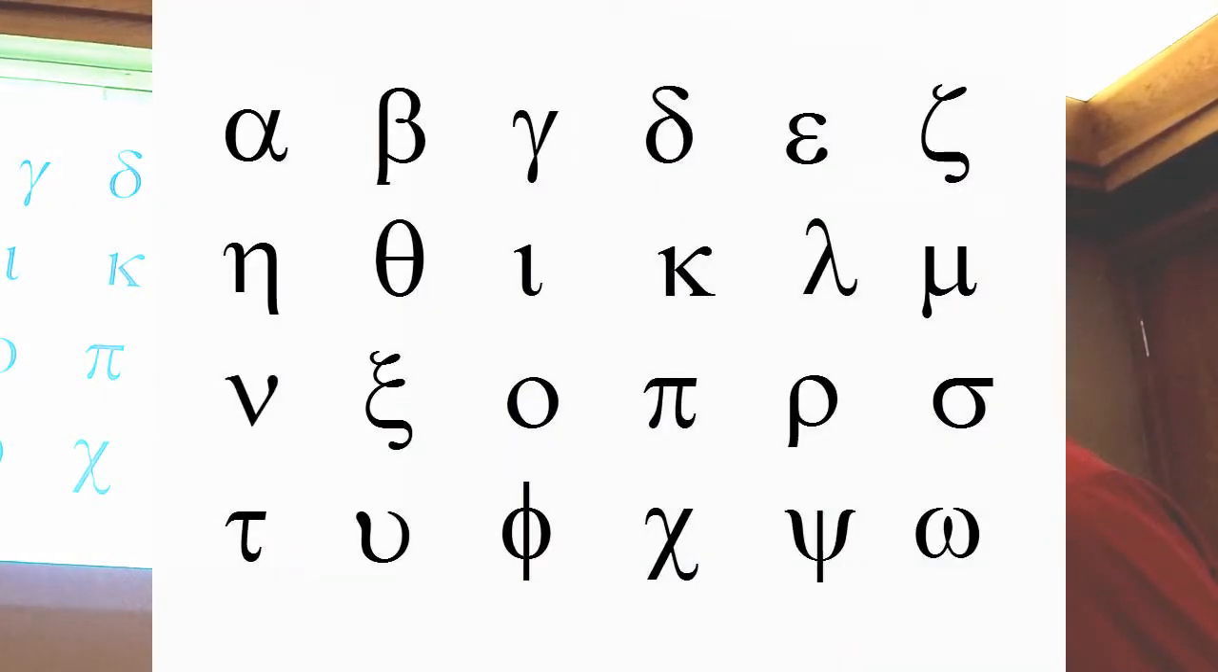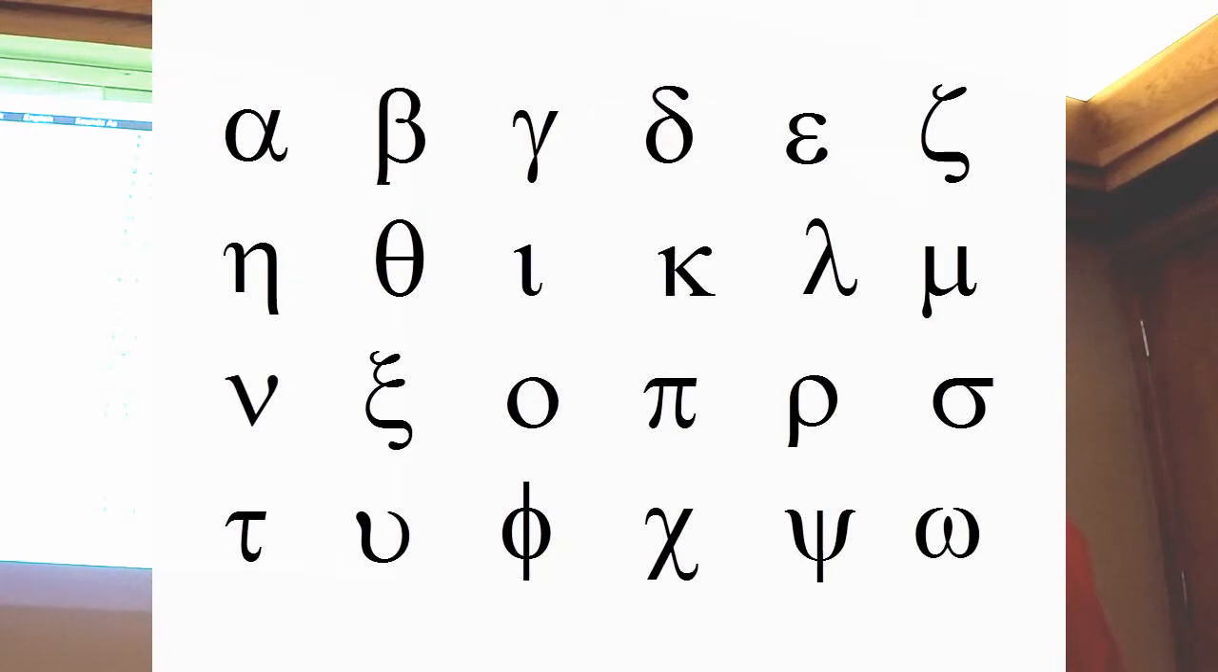Alpha, beta, gamma, delta, epsilon, zeta, eta, theta, iota, kappa, lambda, mu, nu, xi, omicron, pi, rho, sigma, tau, upsilon, phi, chi, psi, omega.